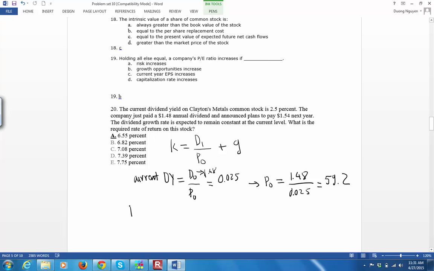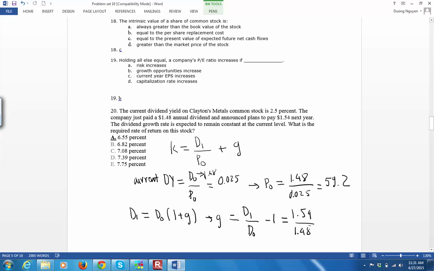Now you know that D1 equals D0 times 1 plus g. So g would be equal to D1 over D0 minus 1. D1 is 1.54 over D0, which is 1.48, minus 1, and this is equal to 4.05%. So that is the growth rate.